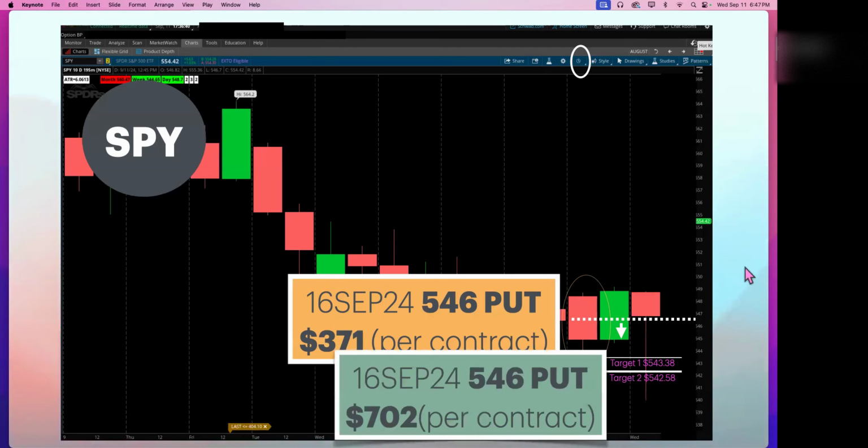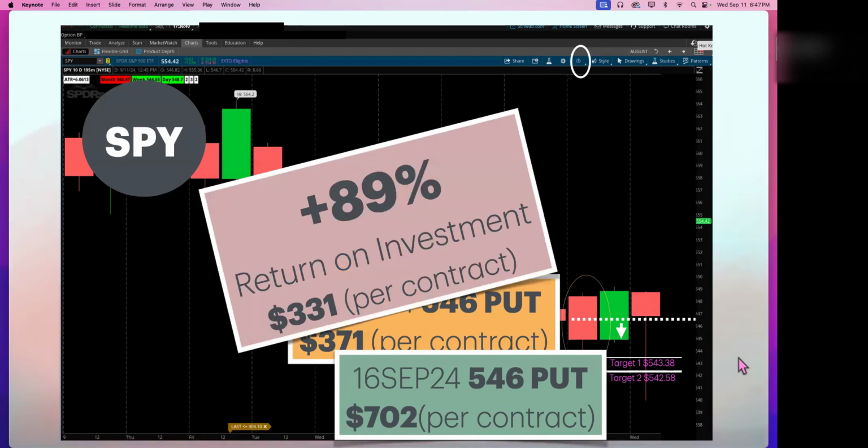So the next candle, which was today, Wednesday, September the 11th, you'll see that price moved all the way down and hit our targets. So that means I exited all of my contracts at the touch of my second target, which was 542.58, sold all of my contracts for an average of $702 per contract. You can do that math. That is a profit of about $331 per contract before taxes and fees for an 89% return on investment.